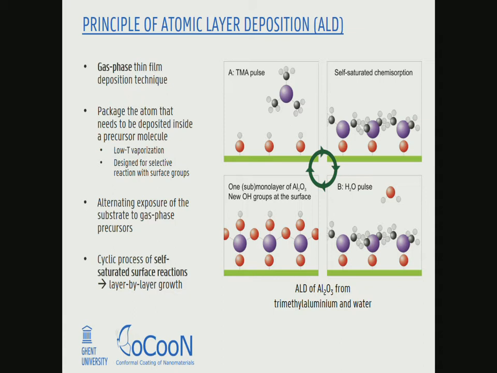Wherever it finds such a surface group, it will bind to it. But this binding is self-saturating, or self-limiting, in the sense that once one molecule has bonded onto this site, you end up in this situation, and then the remaining gas or vapor can no longer react with these surface groups. So you have basically a self-saturating chemisorption, and you admit the pulse of gas into your reactor. Wherever it finds surface groups, it will bind to it in a monolayer, sub-monolayer fashion. And then the remaining gas can just stay in the chamber and no further reaction happens.